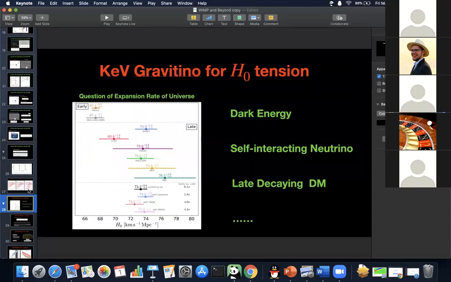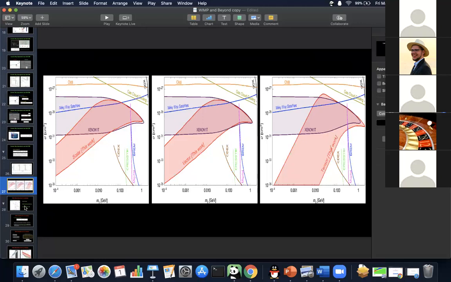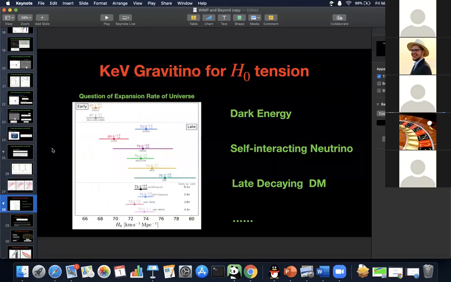So this is our work on the CRDM, and finally, I think I can talk about our very recent work. Actually, it's not very recent. We have done this project over several months, but it is very difficult to find the feasible parameter space. It is a keV gravitino for solving the H0, or the Hubble tension.